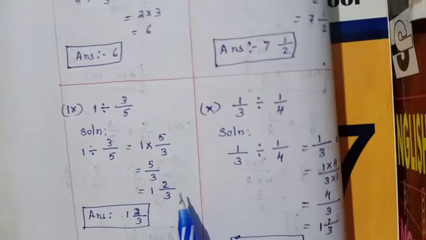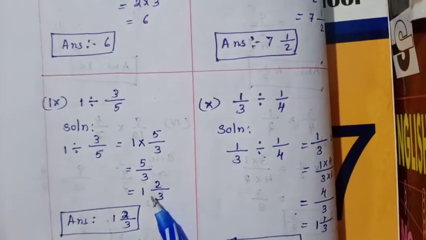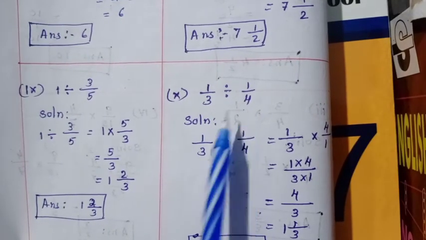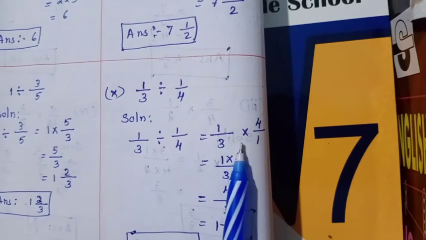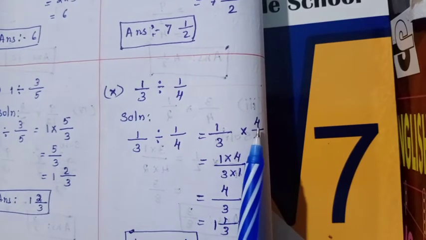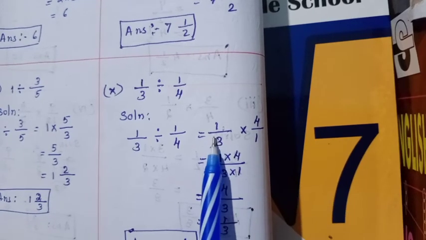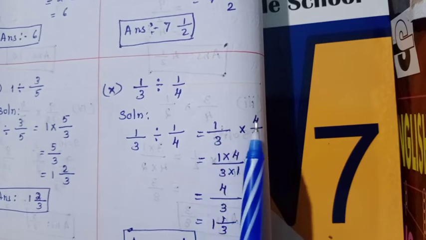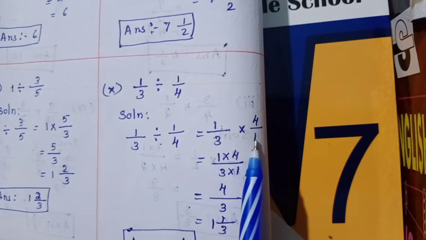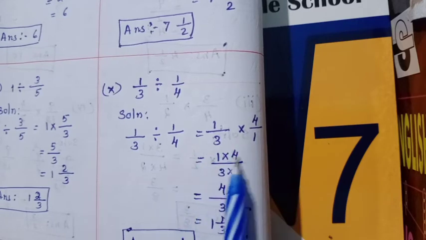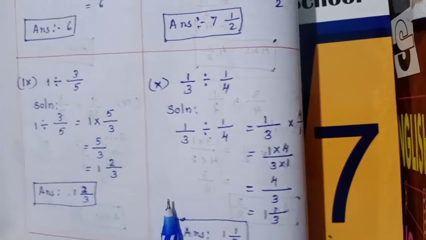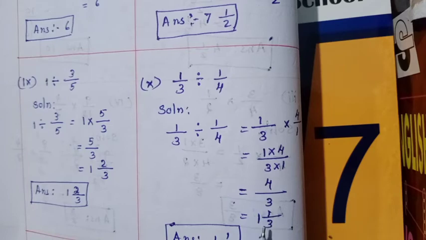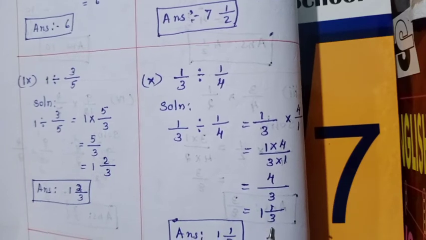Next, number 10. 1 by 3 divided by 1 by 4. 1 by 3, division, putting into. Then the reciprocal of 1 by 4 is 4 by 1. Next, 1 into 4 by 3 into 1. So numerator multiplying and denominator multiplying. We cannot divide or cancel any number in the numerator and denominator. So 1 into 4, 4, 3 into 1, 3. The numerator is bigger, so divide, and 1 1 by 3 is the answer.